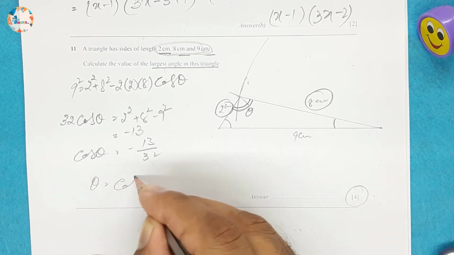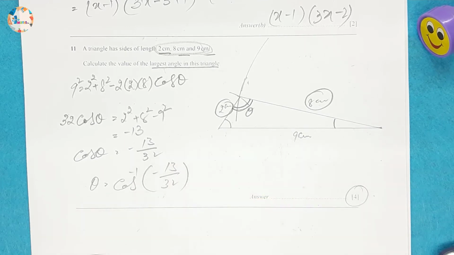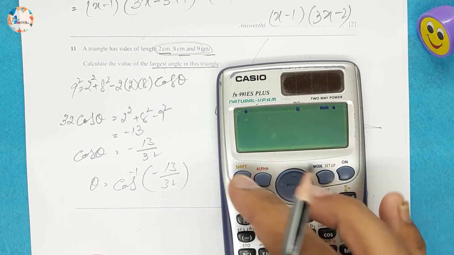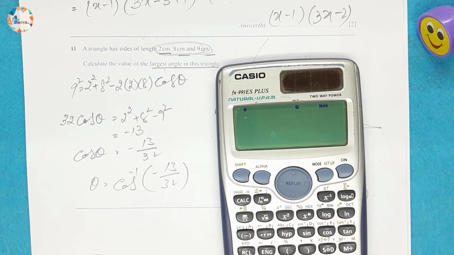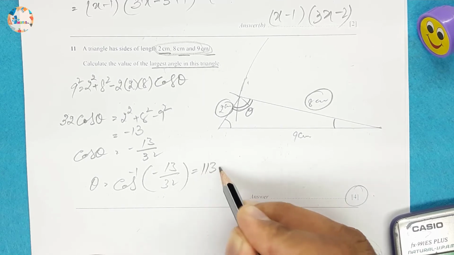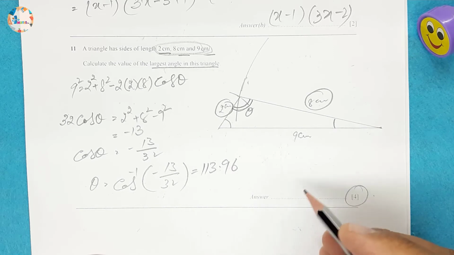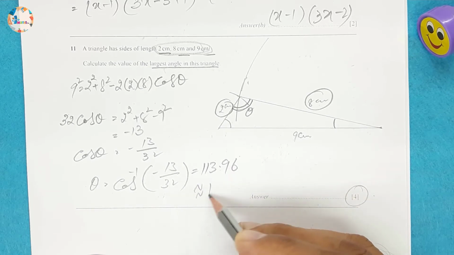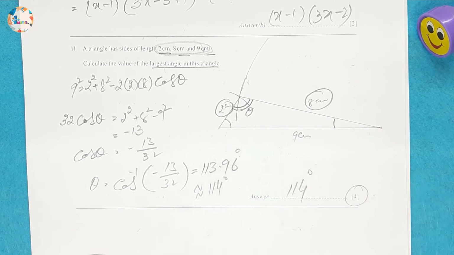Theta is equal to cos inverse of minus 13 over 32, and we can calculate this, and this will result in 113.96. So this will be our answer. We can round it to 114, so 114 degrees will be our answer.